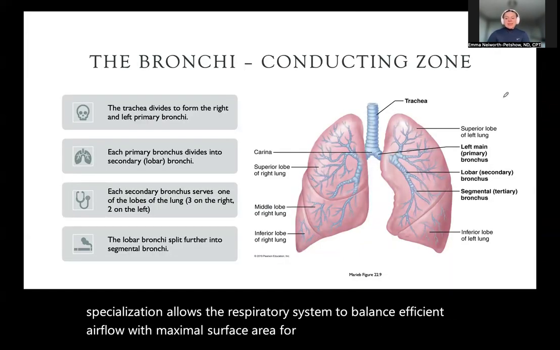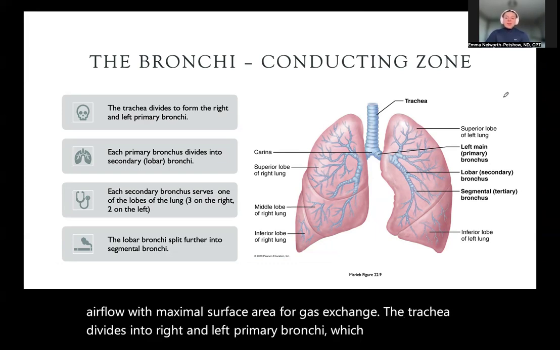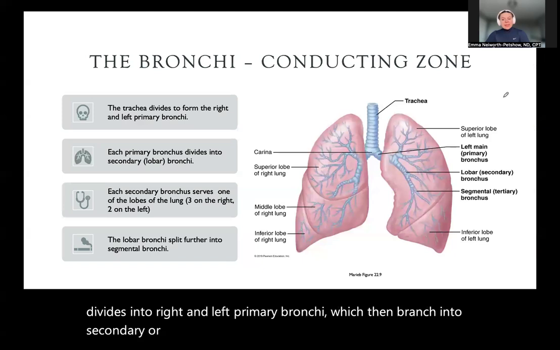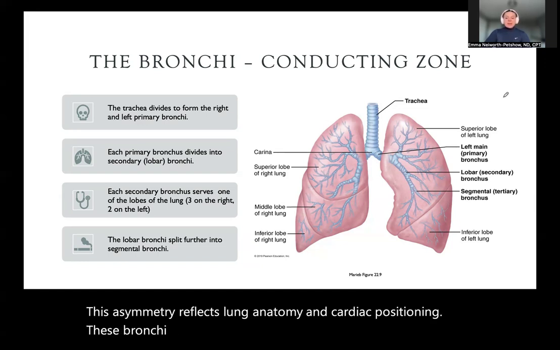The trachea divides into right and left primary bronchi, which then branch into secondary or lobar bronchi, three on the right and two on the left. This asymmetry reflects lung anatomy and cardiac positioning. These bronchi continue to branch into segmental bronchi, each serving a discrete bronchopulmonary segment.